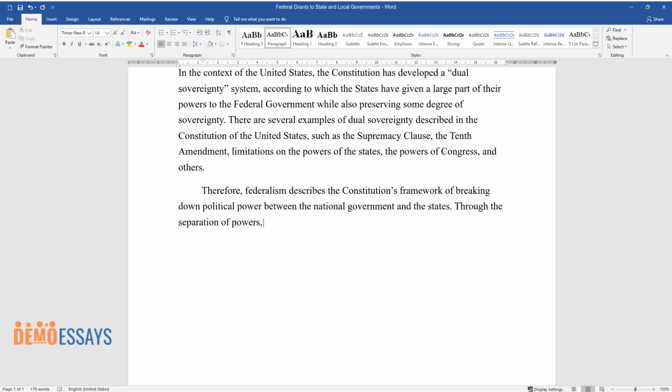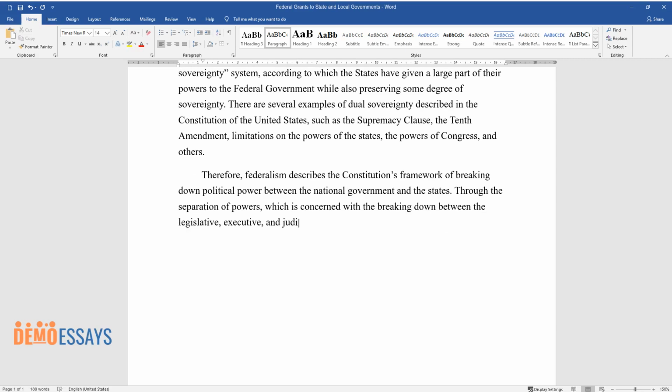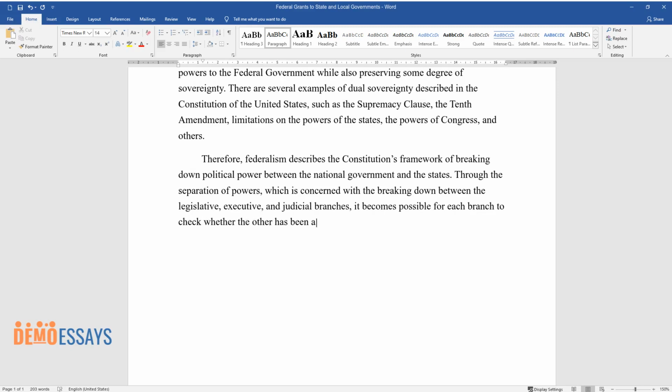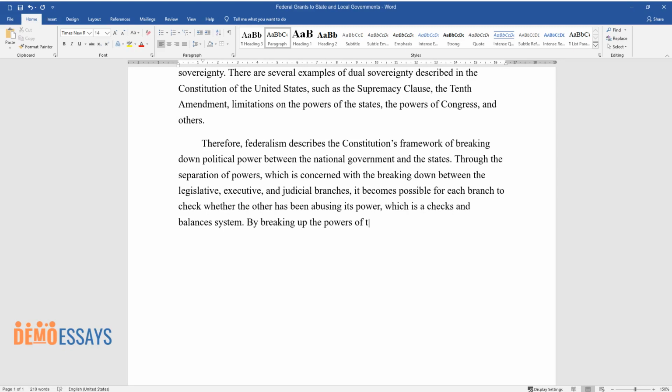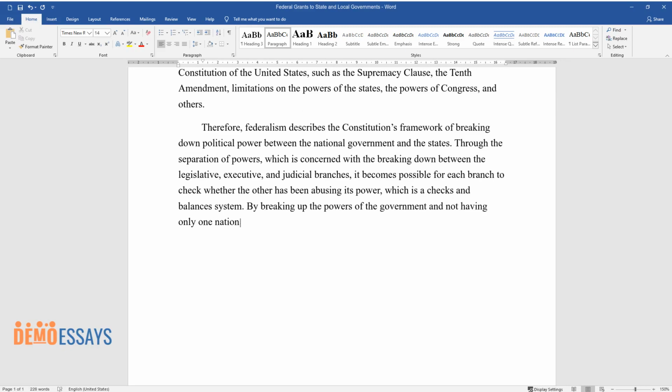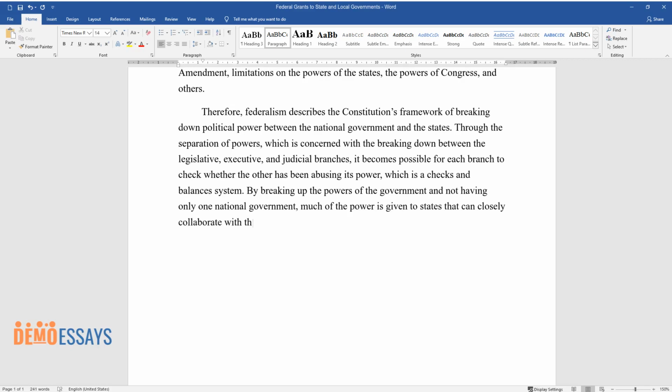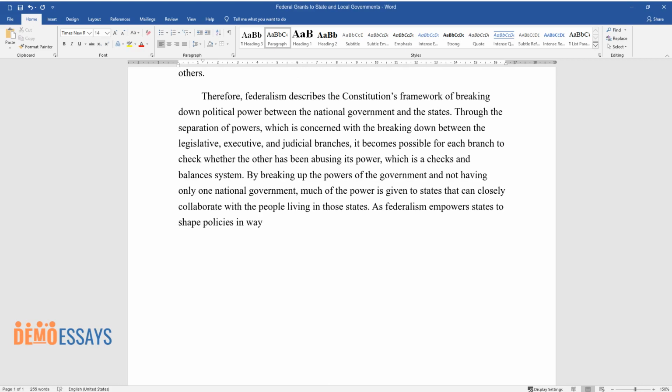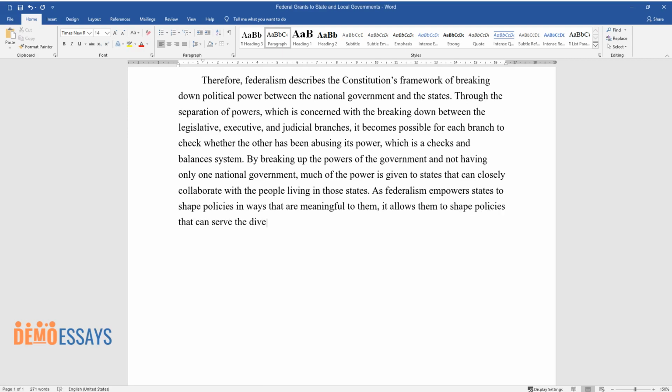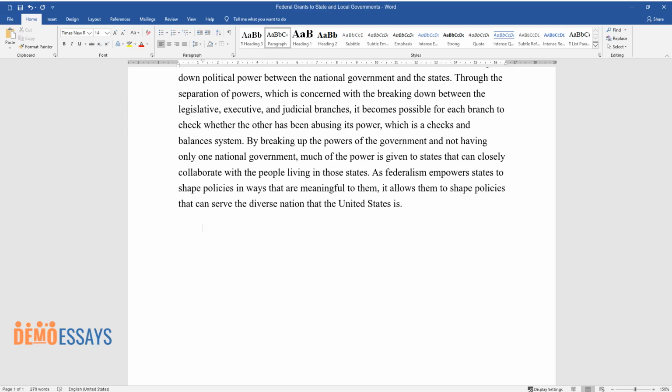Through the separation of powers, which is concerned with the breaking down between the legislative, executive, and judicial branches, it becomes possible for each branch to check whether the other has been abusing its power, which is a checks and balances system. By breaking up the powers of the government and not having only one national government, much of the power is given to states that can closely collaborate with the people living in those states. As federalism empowers states to shape policies in ways that are meaningful to them, it allows them to shape policies that can serve the diverse nation that the United States is.